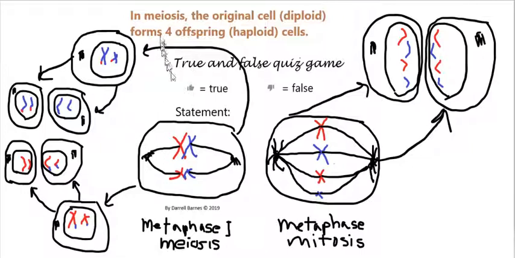Here's my question. In meiosis, the original cell, diploid, forms 4 offspring haploid cells. Is this true? Thumbs up. Is it false? Thumbs down.